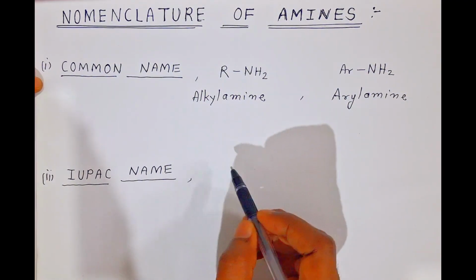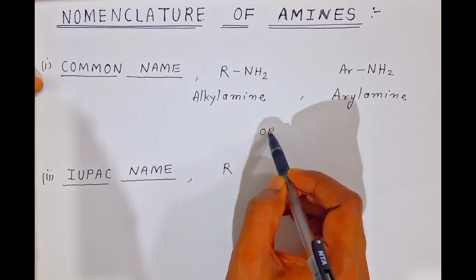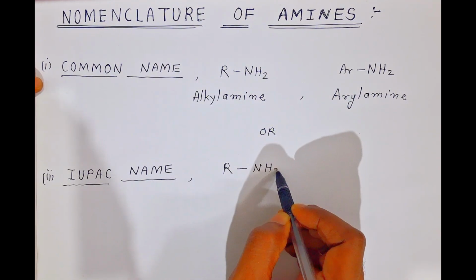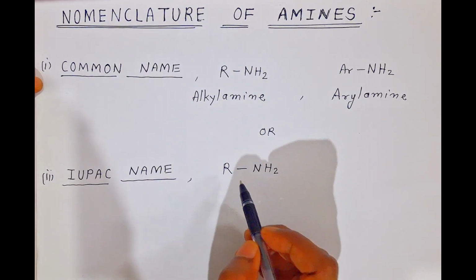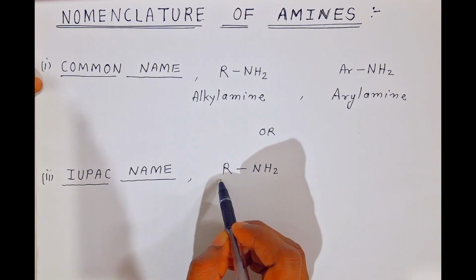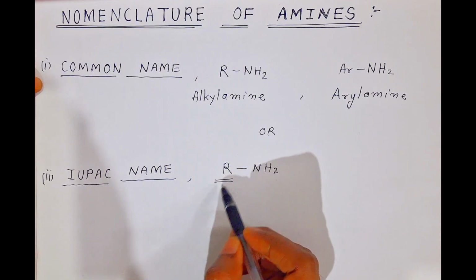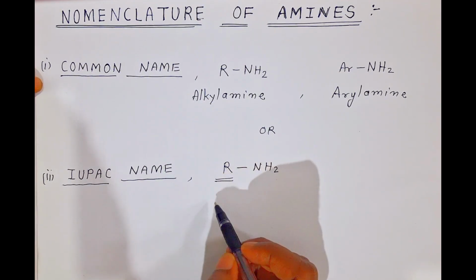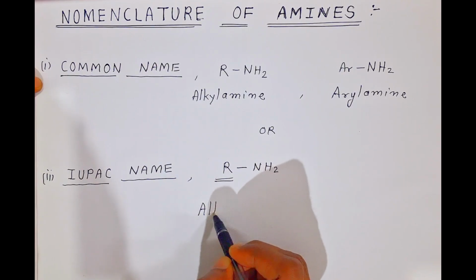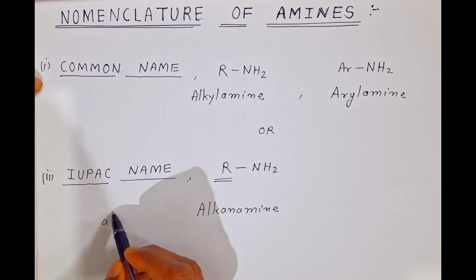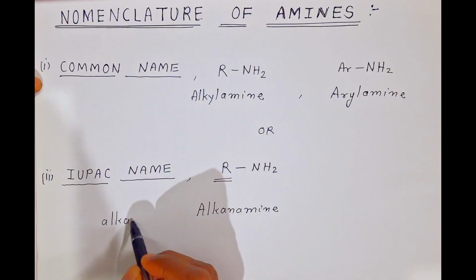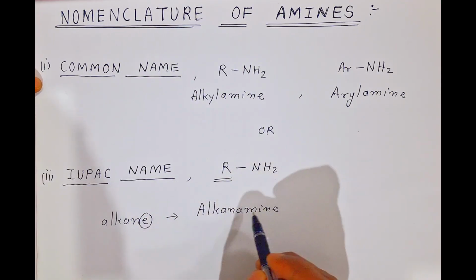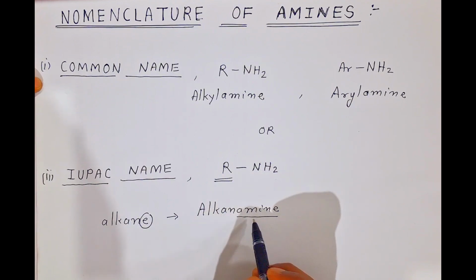Now students, in the IUPAC system, how are you going to name the same amines? Here, this is the general formula RNH2. Here we are going to see the longest chain of hydrocarbons. So here R is nothing but alkane, so we call it alkanamine. This is the alkane, so the E of this alkane we are going to replace with amine, so we call it alkanamine.